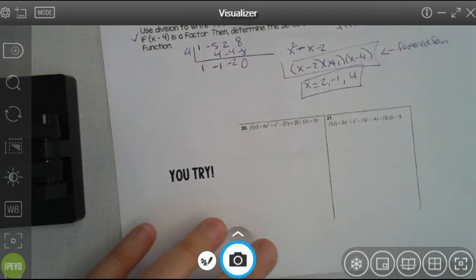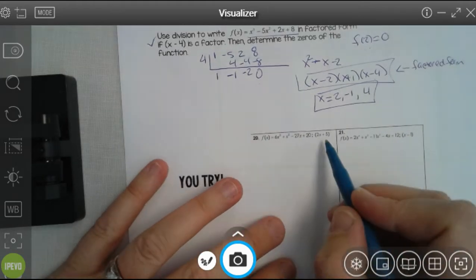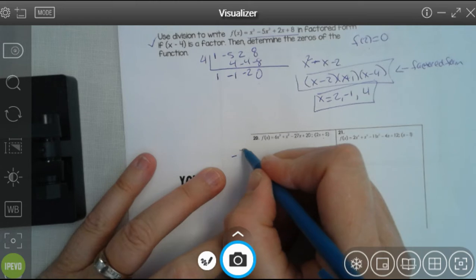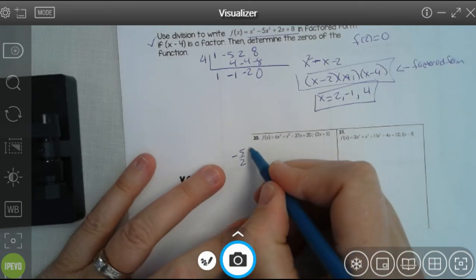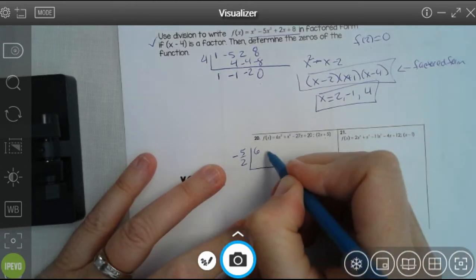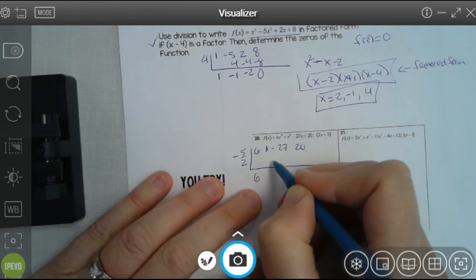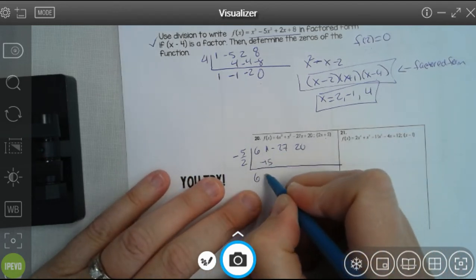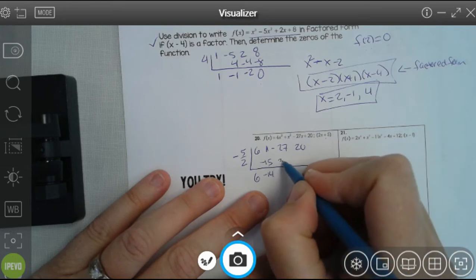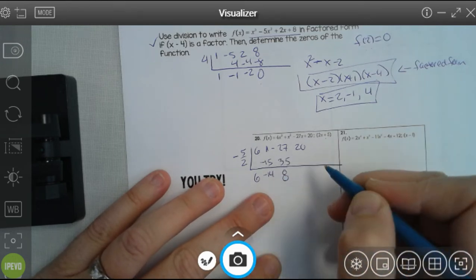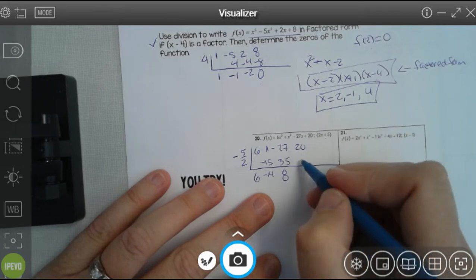So let's go ahead and try one of these. So this right here, you still can use it. It's going to be -5/2. So -5/2 is the number you're going to use on the outside. So add down, multiply up, add down, multiply up, add down, multiply up.